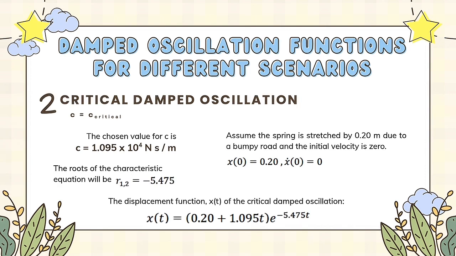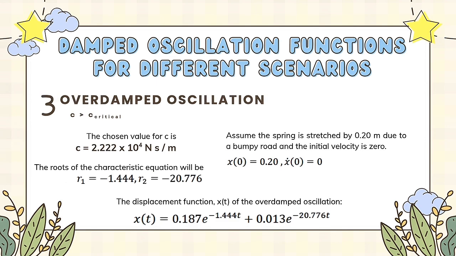For critically damped oscillation, c is equal to critical c. The roots of the characteristic equation will be equal. By taking the same initial condition as previous, the displacement function will be as shown. For overdamped oscillation, c is greater than critical c. The roots of the characteristic equation will be distinct. Again, by taking the same initial condition as previous, the displacement function will be as shown. With these functions, we can then plot the graph of displacement versus time for each case.